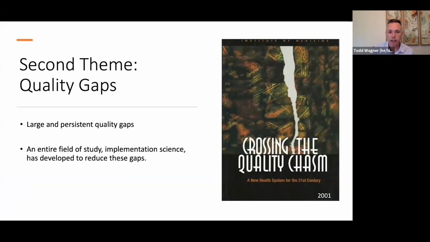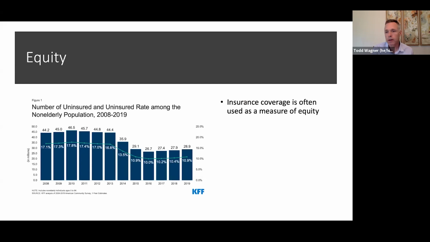The second challenge over this time is obviously the persistent quality gaps that we have in care. And this is the book cover from the 2001 IOM report. Those persistent gaps have continued. And in fact, a whole field of study known as implementation science has developed to work on strategies to reduce these gaps. And then third, this issue of equity.